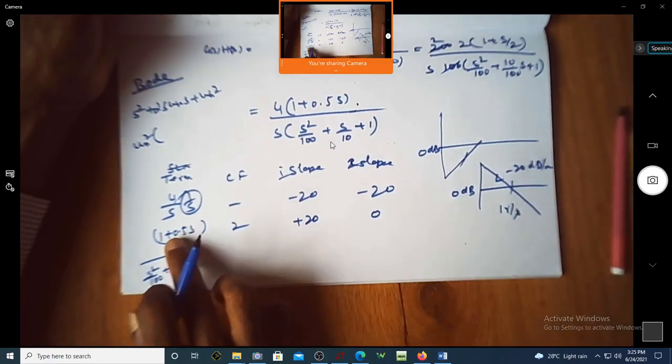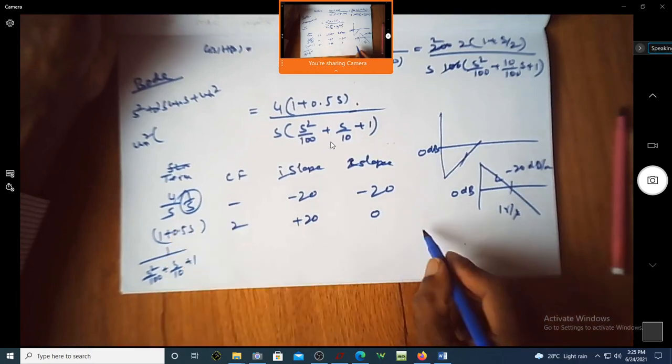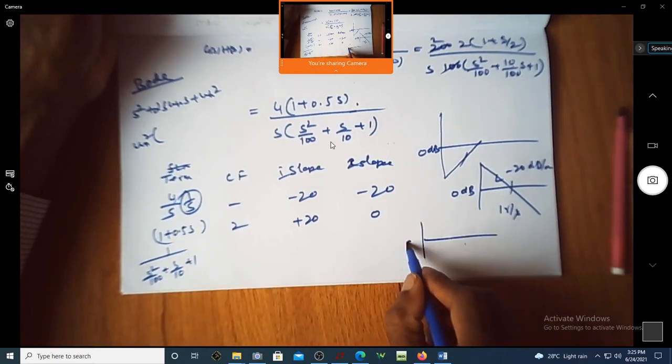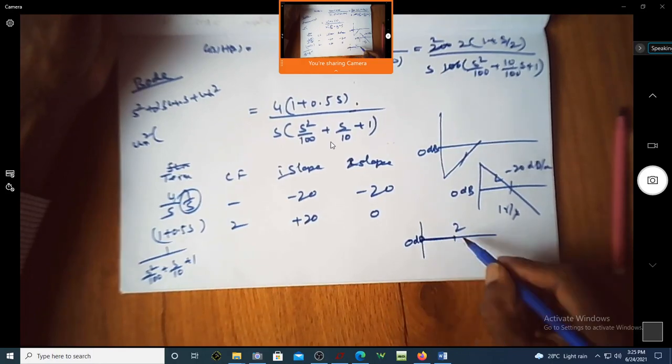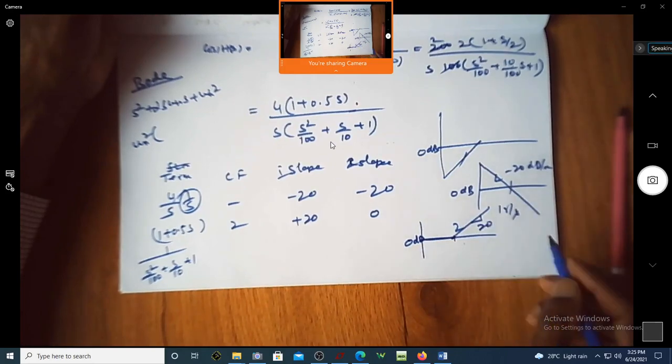How about this? That will be a 0 dB line till 2 and then plus 20 dB per decade after 2 radian per second. Yes, sir. Correct? Yes, sir.